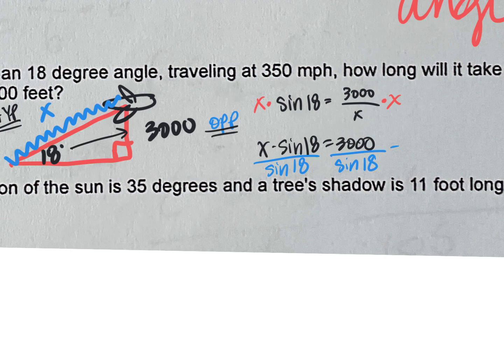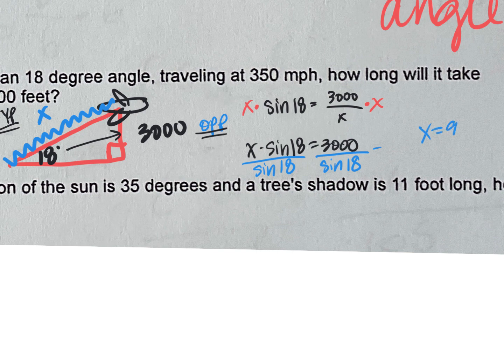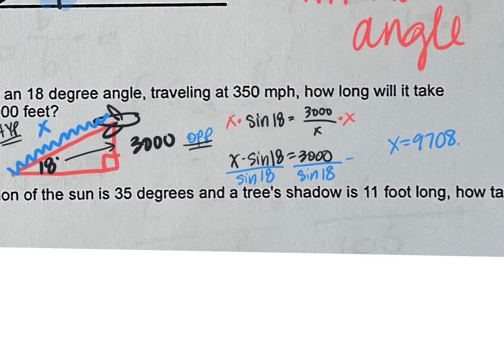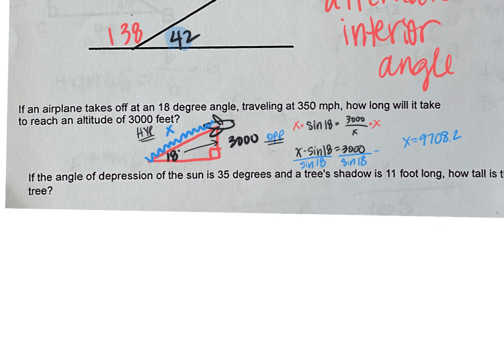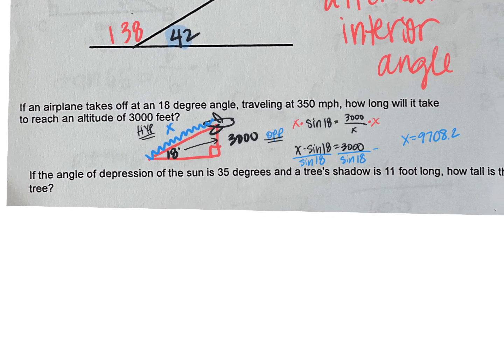9708.2. Yeah. X is 9708.2. That's how long that is. And it says how long will it take? I don't really care. I don't need us to convert that to miles per hour. That's just the distance that it's going to have to go. I'm fine with that, just miles.